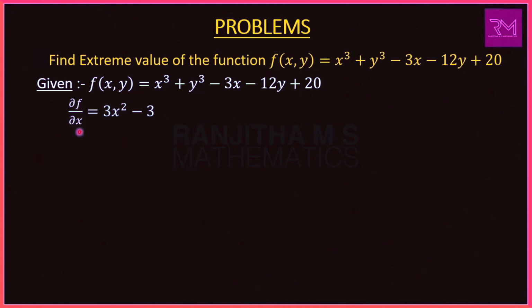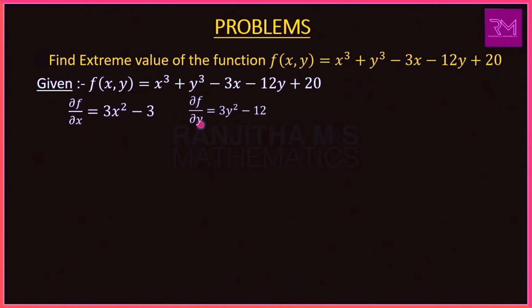Here del f by del x is nothing but the partial derivative of f with respect to x. That means we have to differentiate this equation partially with respect to x, treating y as constant. Differentiation of x cube is 3x square. Differentiation of a constant is 0. Differentiation of minus 3x is minus 3. The remaining constants are 0. Hence we get del f by del x as 3x square minus 3.